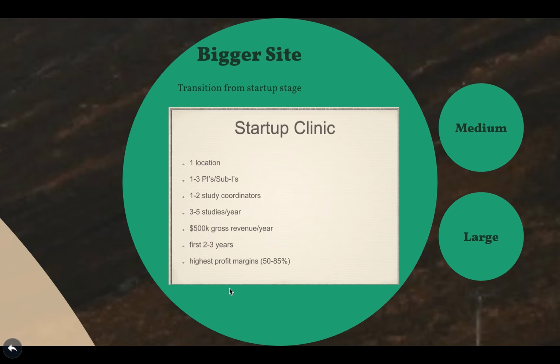And that client that hired 2 study coordinators before even having a study, they're very successful now. Would you say they've transitioned to medium now? Probably not. They have 2 sites. Is that medium? Let's see. Shall we go to the next? Sure. Let's go. Medium.